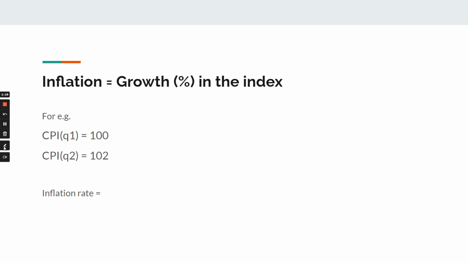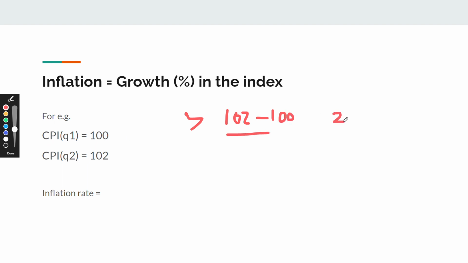So let's use a simple example to get started. We have CPI in quarter 1 of 100 and CPI in quarter 2 of 102. And our job is to calculate the quarterly inflation rate. So we start off with 102 minus 100, which is the change in the CPI between period 1 and 2, and that gives us 2.